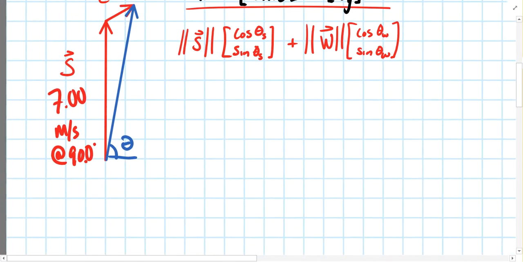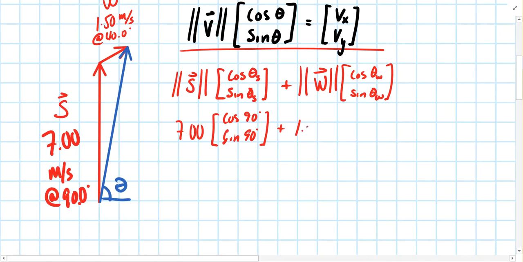So that's the setup. That's essentially what we're going to do. Now we can replace that with numerical values. We've got 7.0 times cosine 90 degrees, sine 90 degrees, plus the water's vector was 1.5 units in length, times cosine 40 degrees, sine 40 degrees.